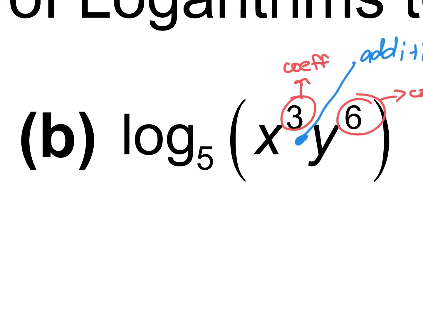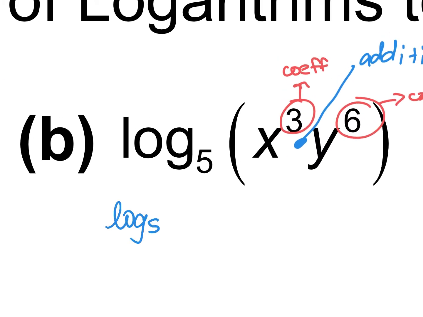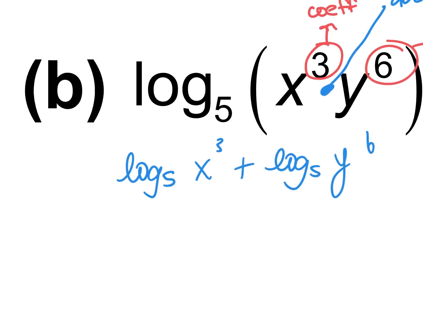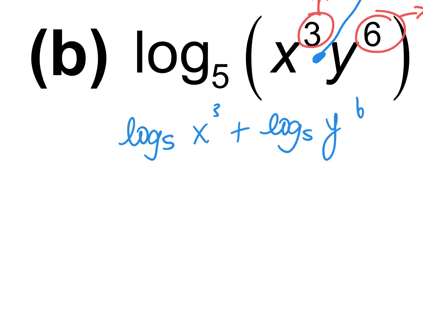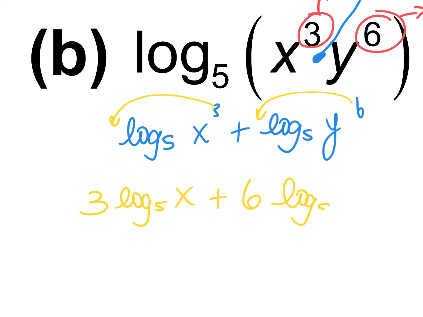I'm going to say log base 5 of x cubed plus log base 5 of y to the 6th. You guys agree with me? Okay. So the three things I have to worry about are multiplication becomes addition, division becomes subtraction, and exponents become coefficients. Is there a little more simplification I can do here? Yes, this 3 can come out here, and the 6 can come here. So you have 3 log 5 of x plus 6 log 5 of y.